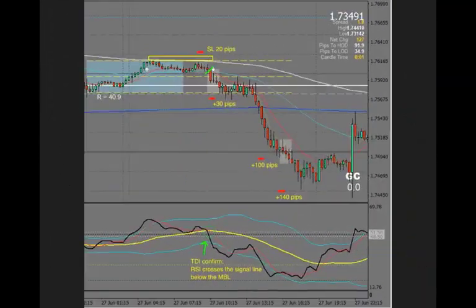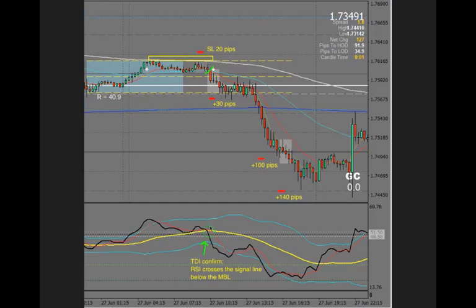Okay, let's look at the next one. This is GC. All right, so we're looking at another type 2 setup out of the Asian box here. The high again created in Asian session. Okay. First leg here, close below 13, come back up and close again below at the second leg.